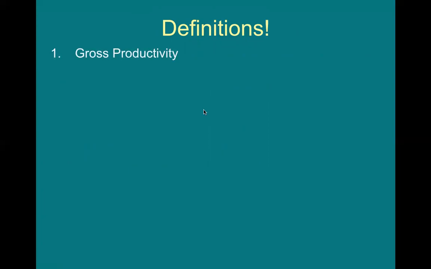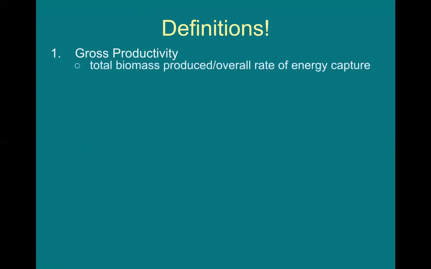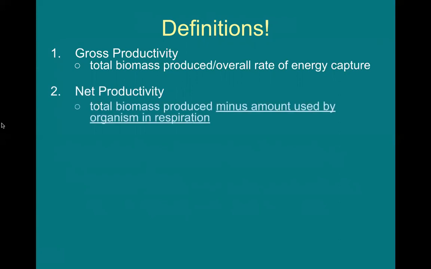Okay, so for some definitions, gross productivity is going to be the total biomass produced or the overall rate of energy capture. That word gross refers to the total overall rate of something. Whereas net productivity is going to refer to the total biomass produced after there's biomass used by the organism in respiration. So this is really the key of net productivity, is you're subtracting those values first.